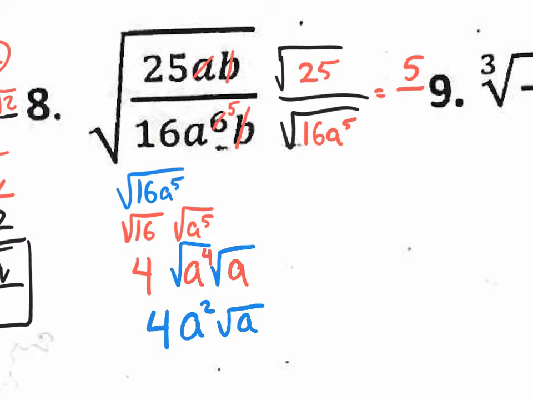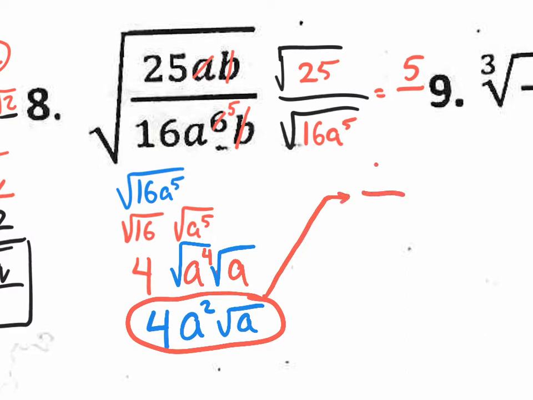So this is what we have left over in our denominator so far. Whoops, circled it wrong. And that's what we're going to place over here in the denominator. Let me actually rewrite everything right here. We have a 5 up on top, and on the bottom we have a 4a squared square root of a. Now the problem is you cannot leave the square root of a on the bottom, so you're going to have to multiply both top and bottom by that same square root of a value.